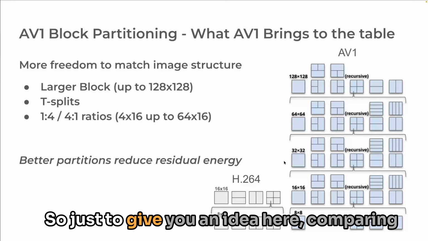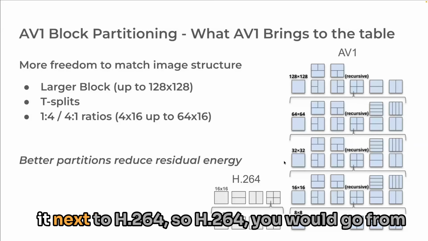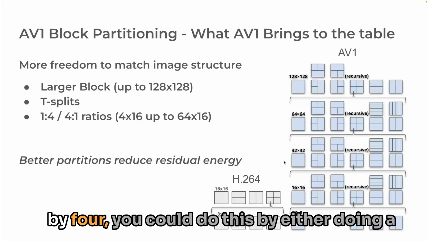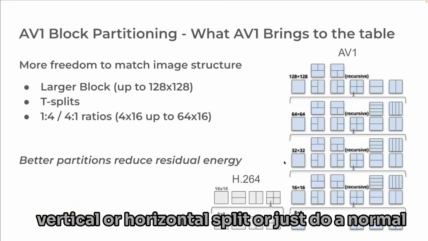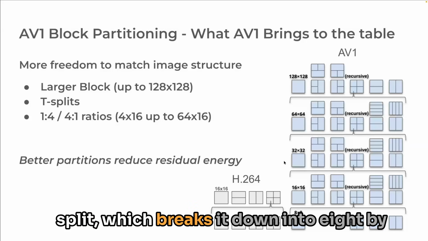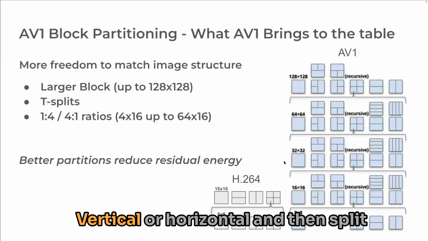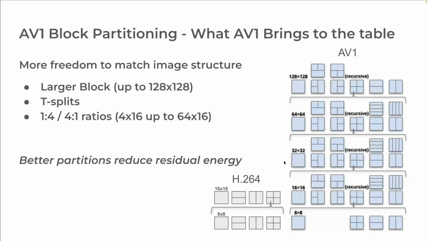So just to give you an idea here, comparing it next to H.264. In H.264, you would go from 16 by 16 and going all the way down to 4 by 4. You could do this by either doing a vertical or horizontal split, or just do a normal split, which breaks it down into 8 by 8s, and then from there you could do again vertical or horizontal, and then split again all the way down to 4 by 4.